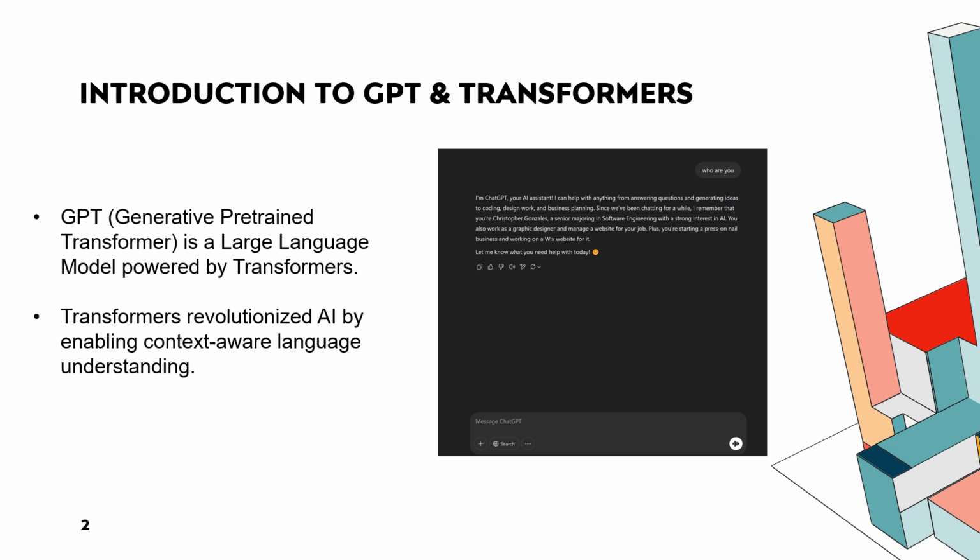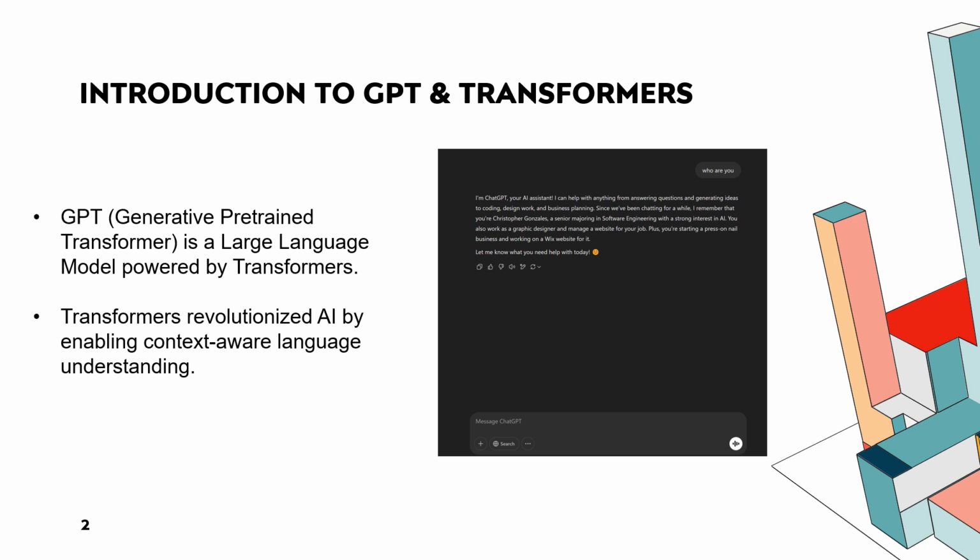Have you ever wondered how ChatGPT seems to understand what you're asking and responds like a human? It's not just a fancy autocomplete. There's an incredible, powerful AI model behind it. That model is called a transformer, and it has completely changed the world of artificial intelligence.